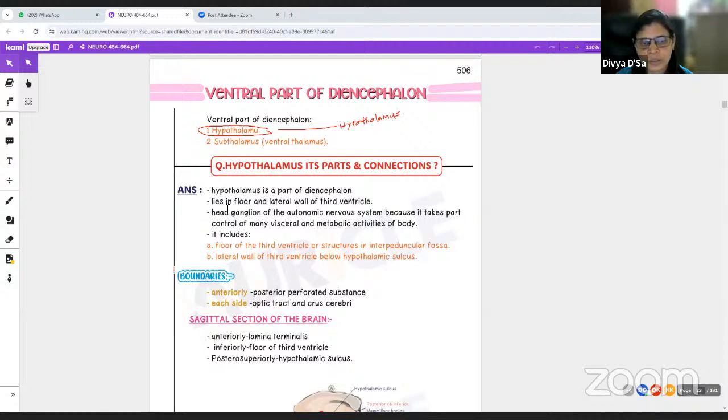It is in the floor and lateral wall of the third ventricle. It forms part of the floor as well as the lateral wall of the third ventricle. This hypothalamus is called the head ganglion of the autonomic nervous system. Why? Because it takes part in the control of many visceral as well as metabolic activities of the body.